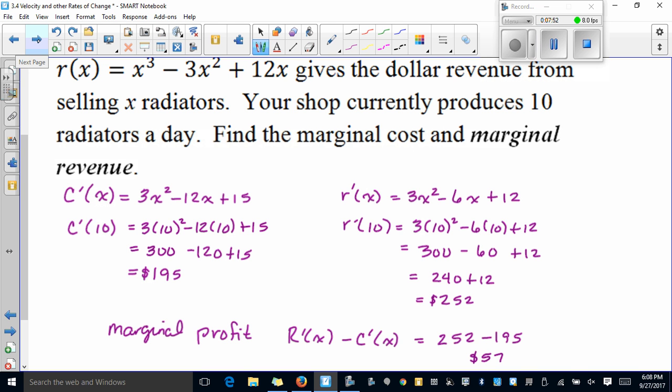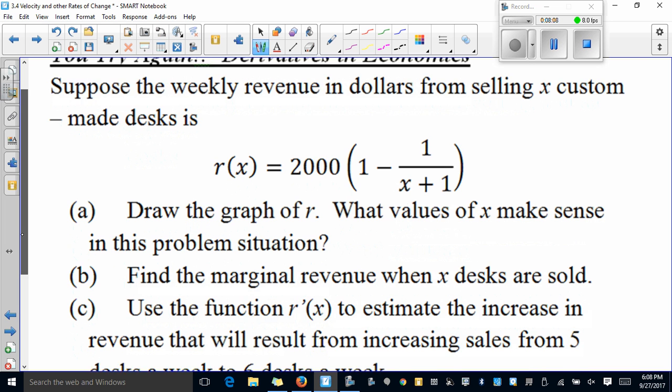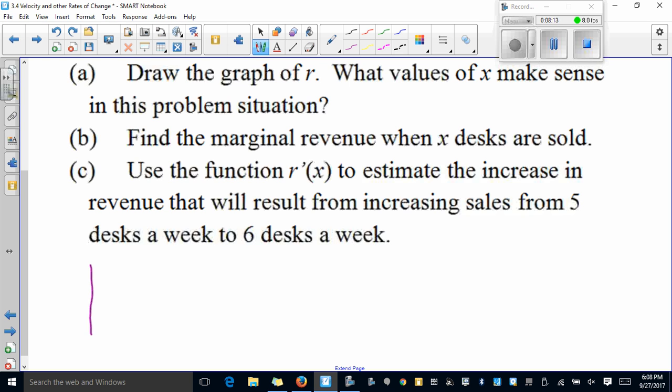All right, one more question, and then we're going to be done. Suppose the weekly revenue in dollars for selling X number of custom-made desks is R of X equals blah. Draw the graph of R. What values of X make sense in this problem? Okay, so the graph, I'm not going to do a perfect little graph on here, but your graph is going to come up and kind of flatten out like this.